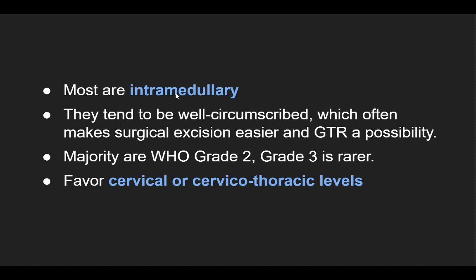Most are intramedullary tumors. They tend to be well circumscribed. Why is that important for us? Because we get to have a really good shot at gross total resection if it is a WHO grade 2 tumor, because grade 2 tumors are more likely to be well circumscribed. They are more likely to give us good surgical planes during the microscopic resection, and gross total resection becomes a very good possibility. Majority are WHO grade 2. Grade 3 is rarer, but when grade 3 is involved, the prognosis automatically downgrades.